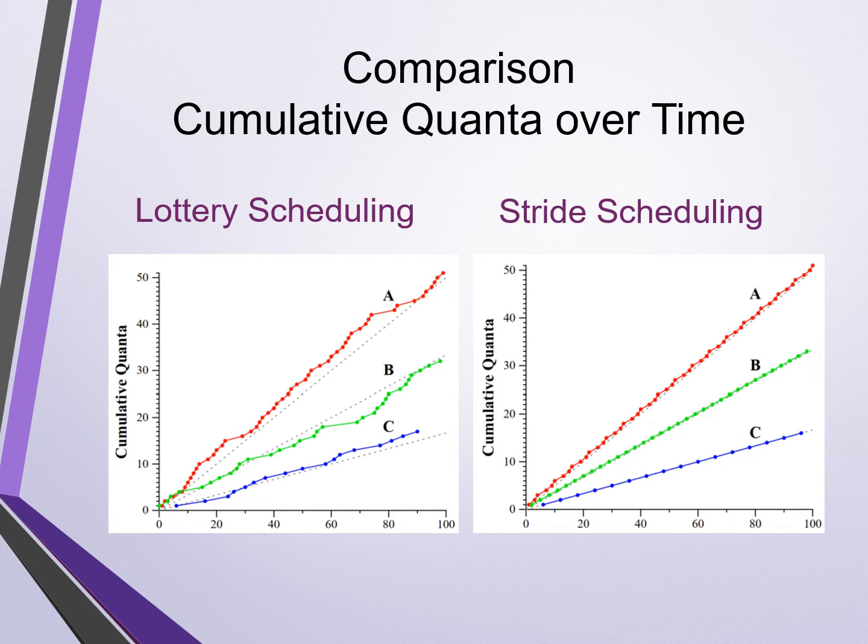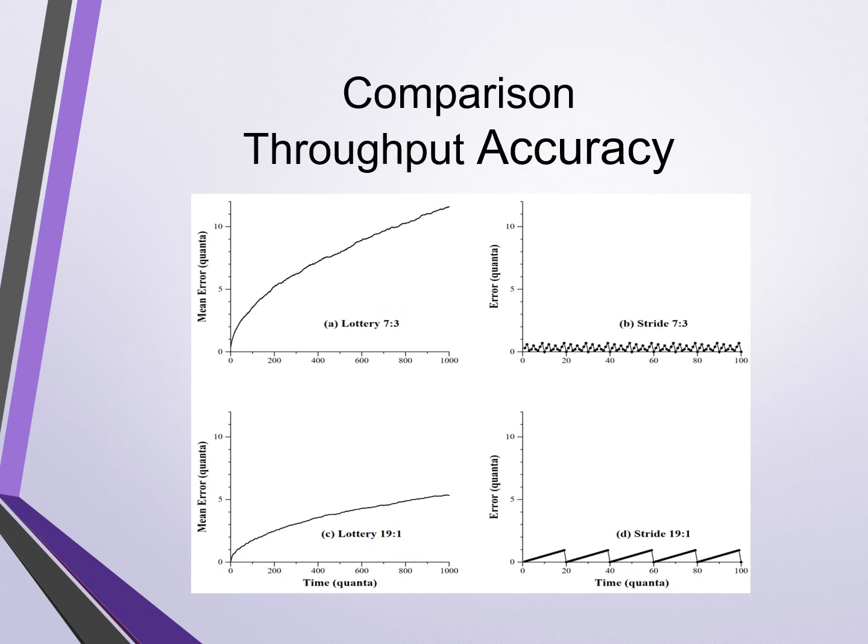This is a comparison of lottery versus stride scheduling cumulative quanta over time. These charts show simulation results for 100 allocations involving 3 clients, A, B, and C, with a 3 to 2 to 1 allocation. Again, the dashed lines represent ideal proportional share behavior. You can see that the randomized lottery scheduler shows significant allocation variability, while the deterministic stride scheduler exhibits precise behavior.